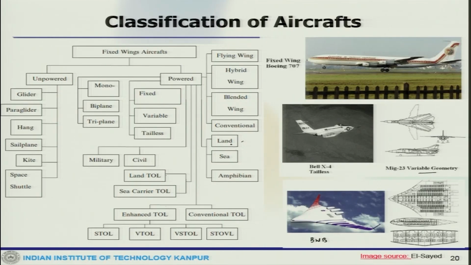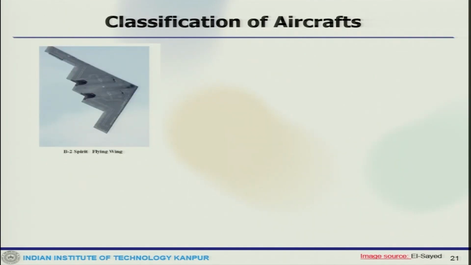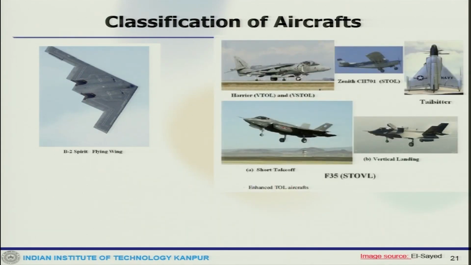Now, when you talk about this based on the takeoff landing, there are these things, the land, sea and amphibian, that as we go along we can see. So, this is another, B-2 Spirit flying wing vehicle, and these are some others. So, this is an example of Harrier, where you see vertical takeoff landing or vertical short takeoff landing. It is capable of doing that.